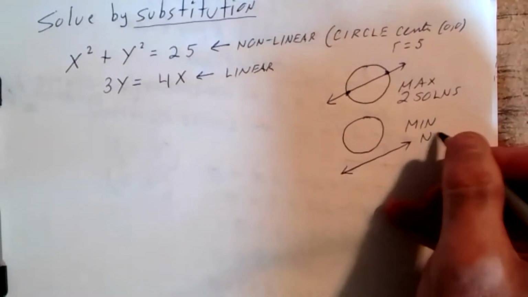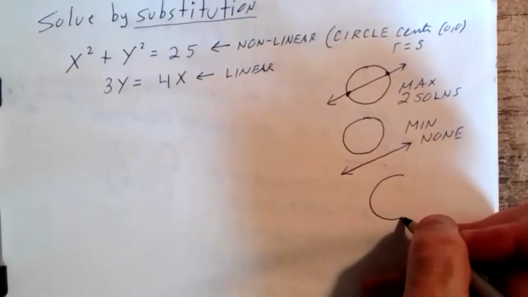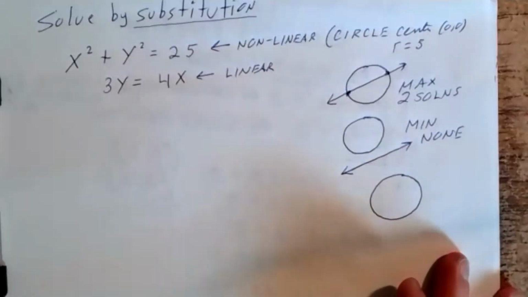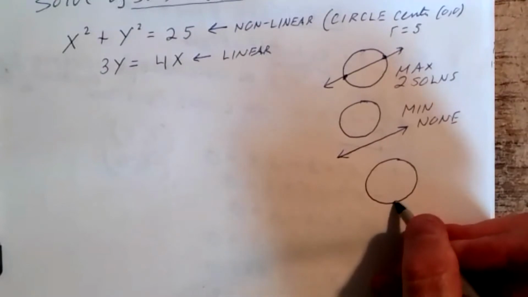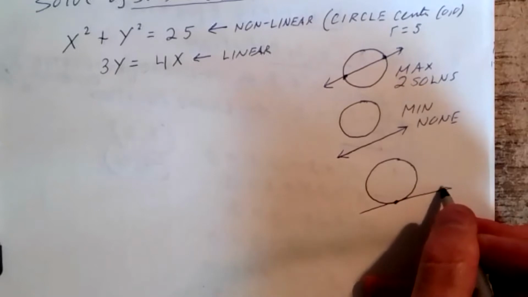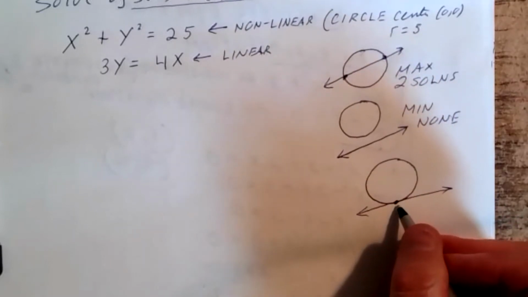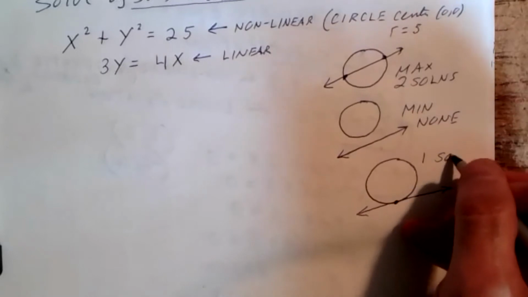No. Is it possible to have a line touch a circle's graph at precisely 1 point? Actually, ladies and gentlemen, it is possible. We would have to say the line is tangent to the circle. And this point of intersection, which would be the only point of intersection, is called a point of tangency. There would be one solution in this situation.